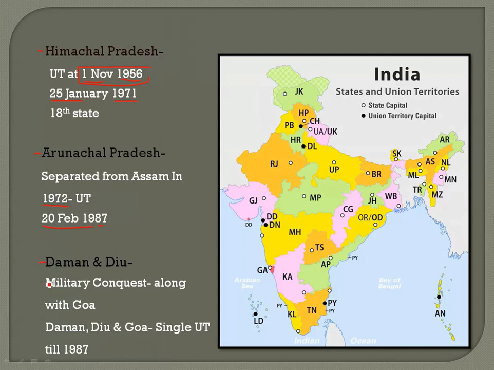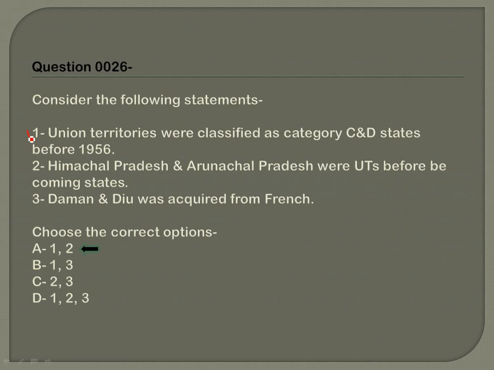Daman and Diu was acquired from the Portuguese by military conquest along with Goa. Daman, Diu and Goa was a single union territory till 1987. After that, Goa was declared a state. The first statement is correct. Second is also correct because they both were union territories before becoming states. Third statement is wrong because Daman and Diu was acquired from the Portuguese, not French. So option A is correct.